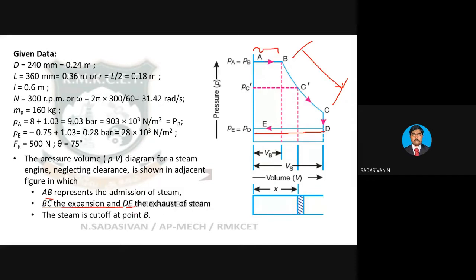Steam is cut off at point B. The input of steam is stopped here. After this, the steam within the cylinder is doing the work, and no new steam is sent in. So these are the important points you have to consider in the PV diagram.